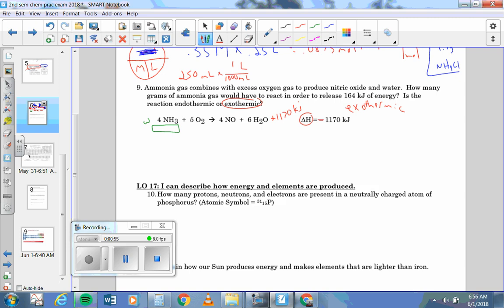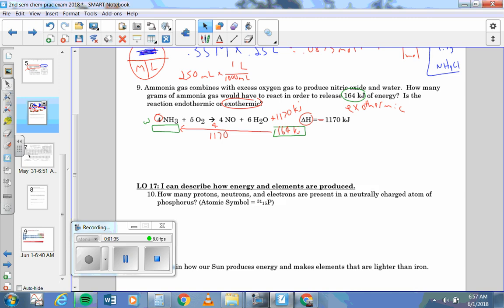They're going to tell me, in this case, the given is the amount of energy. If we ended up with 1170 kilojoules of energy, that would have meant we started with 4 moles of ammonia. We're only starting with 164 kilojoules of energy. So I need to figure out, like typical stoichiometry, if I'm only going to make 164, how much am I going to get? Well, I'm going to check the mole ratio. 4 moles, which will go on top, comes from 1170.